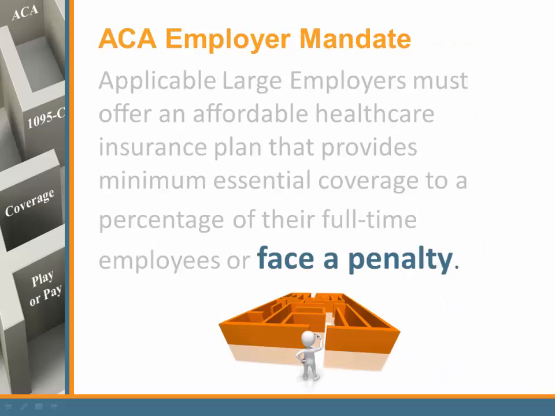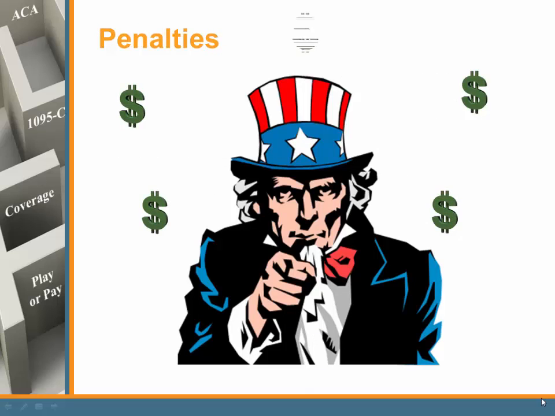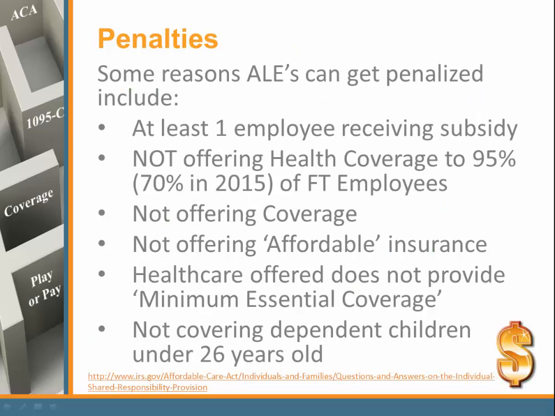The final part of the mandate deals with facing a penalty for non-compliance. There are a variety of reasons why an employer might be penalized. Some of those reasons include if even one employee receives a government subsidy. The employer could be penalized for not offering health coverage to 95% of all the full-time employees, or in the year 2015, just 70% of the full-time employees.